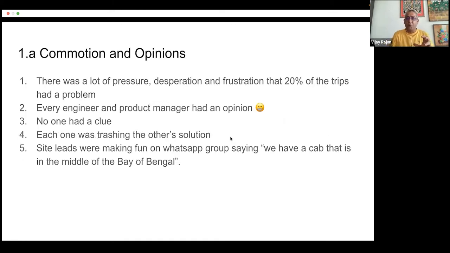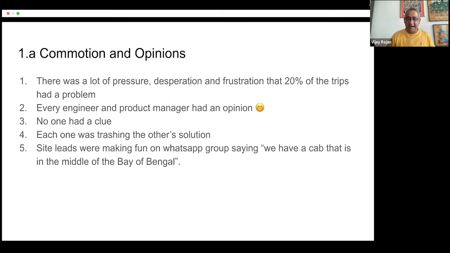So what I cannot capture on a slide or even in a presentation is the commotion. Everyone had opinions, right? Right from the CXOs, right down to the engineer or the QA engineer or the data scientist or the product manager, everyone had an opinion. There was a lot of pressure and desperation and frustration that we were getting so many support calls, and we were burning money pretty fast of the investors by issuing refunds. No one had a clue how to solve it.